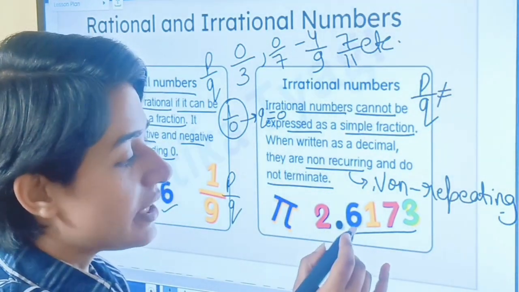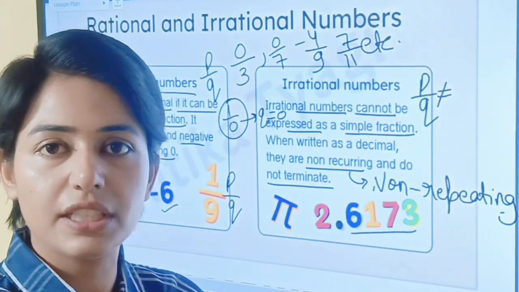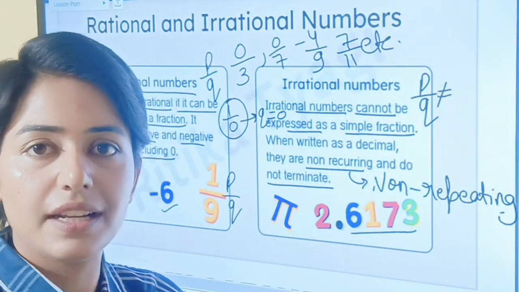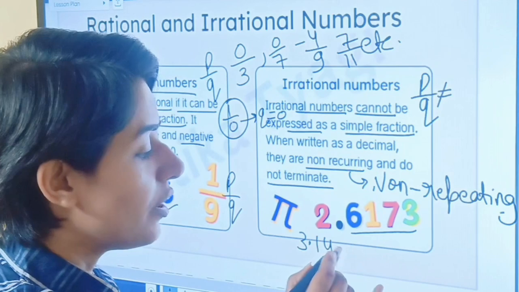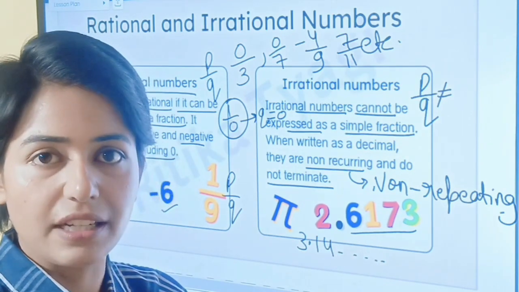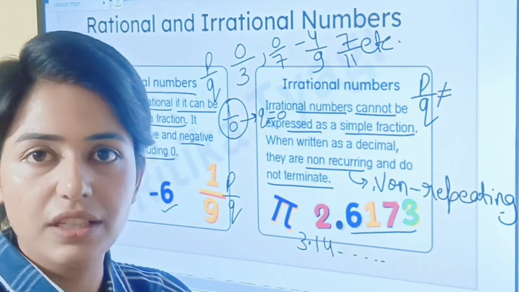Here, 2.6173, not any digit repeats here, so it is an irrational number. Similarly for pi, that is 3.14, and it is non-terminating. So it is also an irrational number.